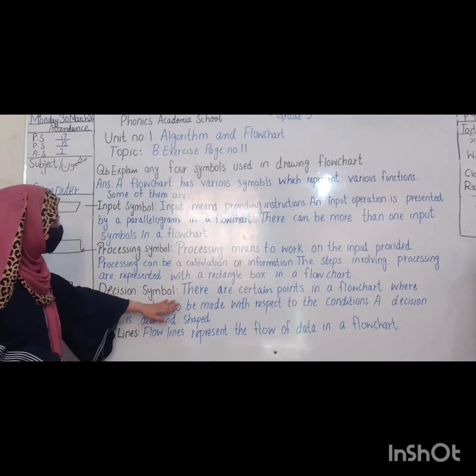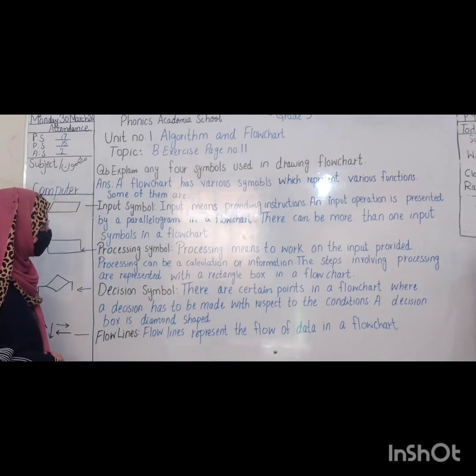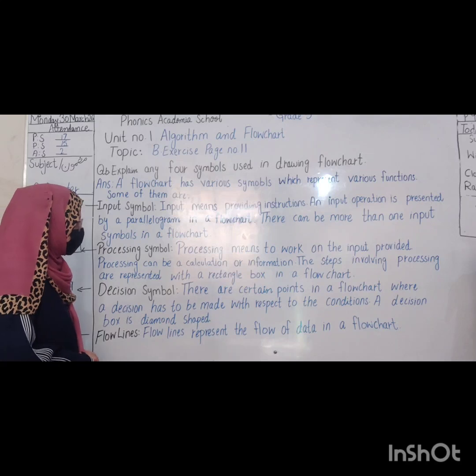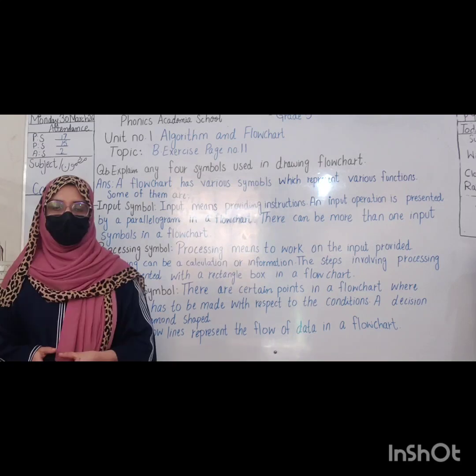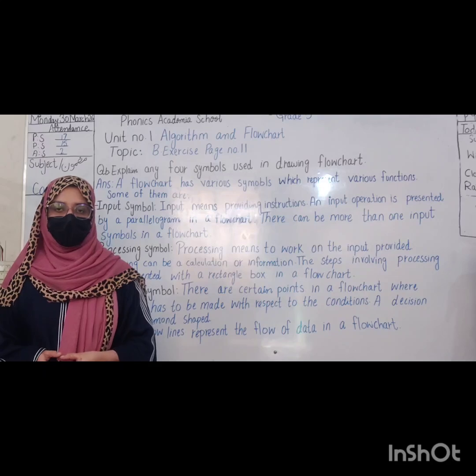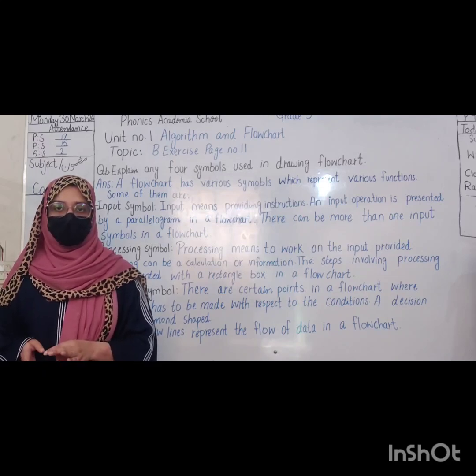Decision symbol. There are certain points in a flowchart where a decision has to be made with respect to the conditions. A decision box is a diamond shape. This is the diamond shape symbol for decision. It has 2 terminals, right and left. So why are we using a decision symbol? We are using a decision symbol to take a decision, whether it is yes or no.